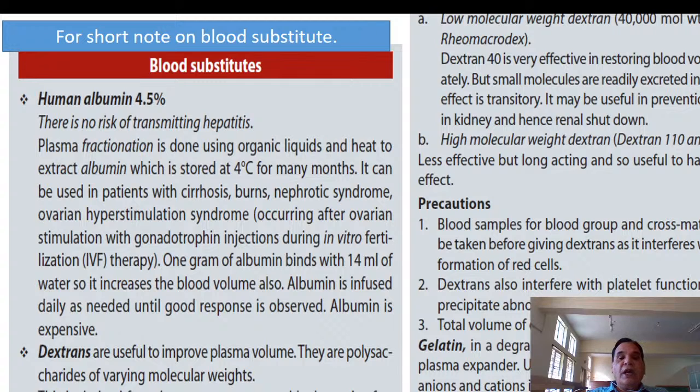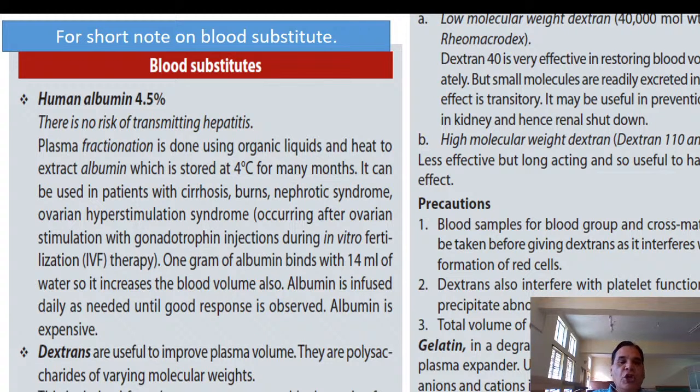And note regarding blood substitutes. Blood substitutes are many. Substitute means not actual blood. Blood components are different and blood substitutes are different. Components are like FFP, cryoprecipitate, and whole blood, which we have discussed. They are different parts of blood. But blood substitute means these are artificial.